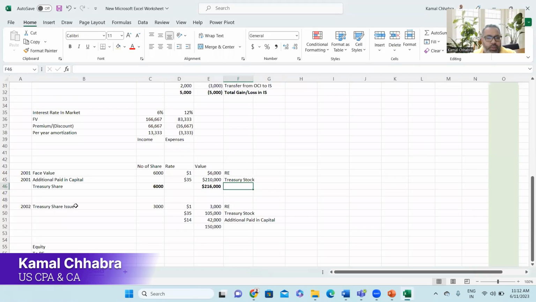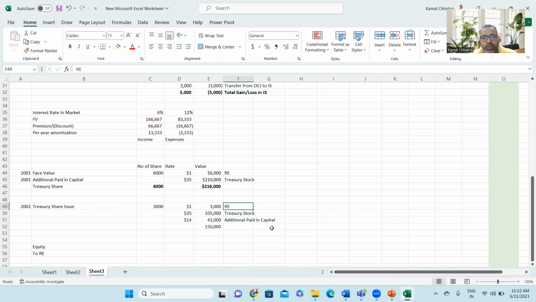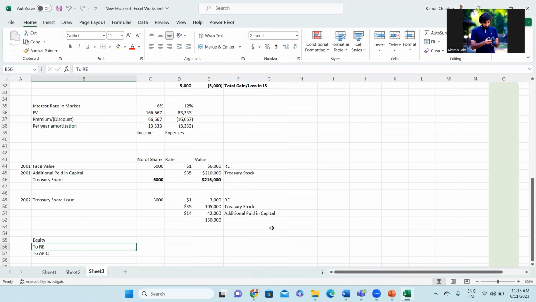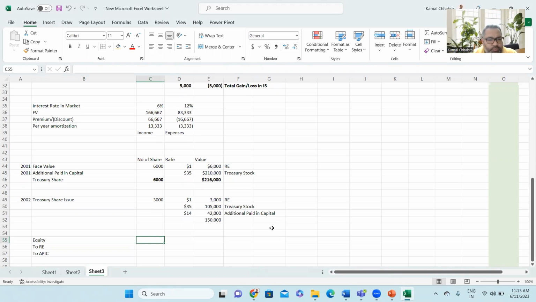So here, 3,000 is the treasury stock that will come out from the retained earning, correct? And this will be the reversal of additional paid in capital. Right, the amount of 1,05,000 that went out of treasury stock. So this is how the original entry you might have made. So you are reversing that.